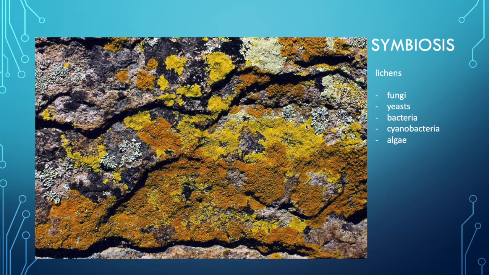They actually photosynthesize, so they produce carbon that they can then feed to the fungi, yeast and bacteria, and in exchange the fungi, yeast and bacteria will gain minerals and other substances that the cyanobacteria and algae would like to consume, and they exchange those nutrients.